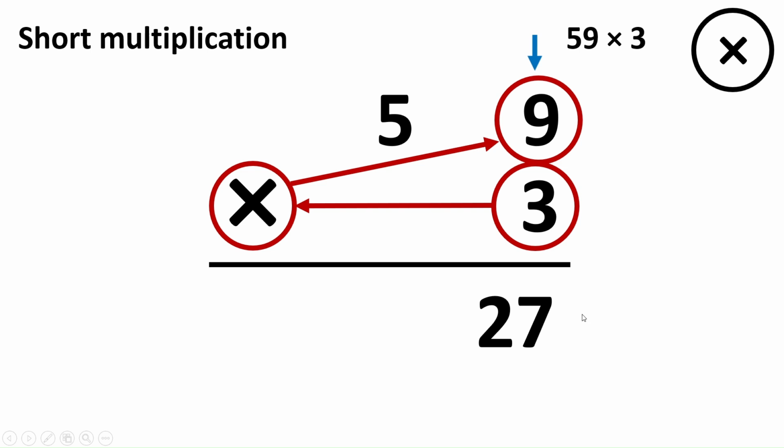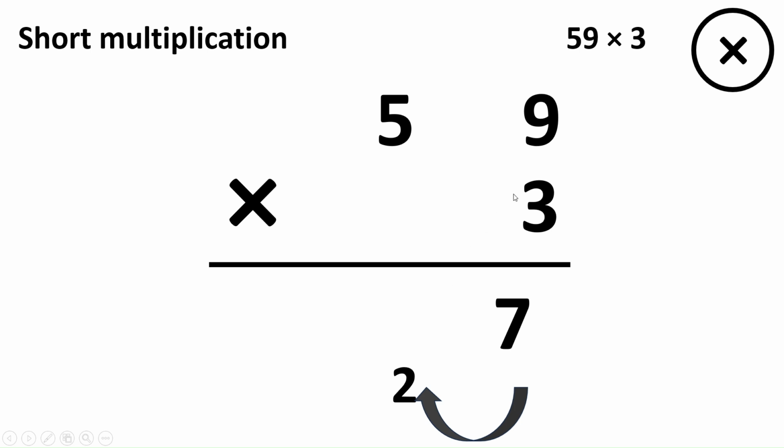However, since we also know that 27 is made up of 2 10s and 7 1s, it can't fit in this box here, which is only for 1 digit. So we're going to keep the 1s and we're going to transfer the 2 10s into the next column, the 10s column now.